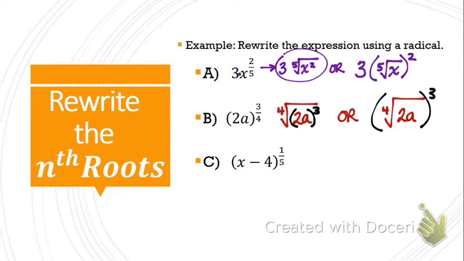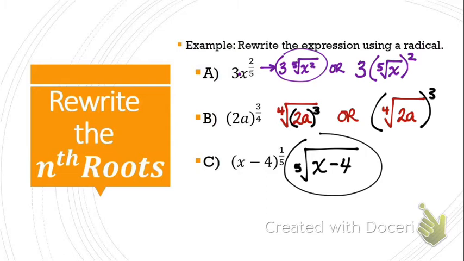All right, and the last one, part C. What is my base that's going to go underneath the radical? x minus 4. What's my index? 5. Done.